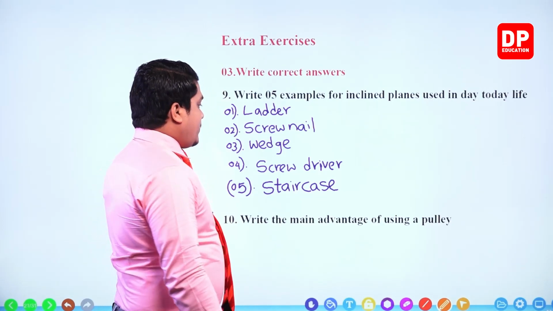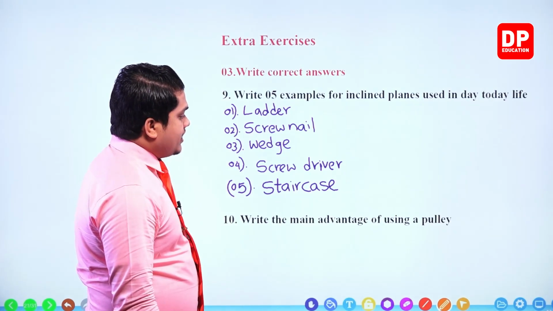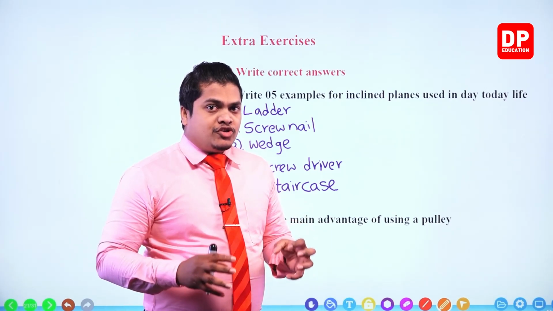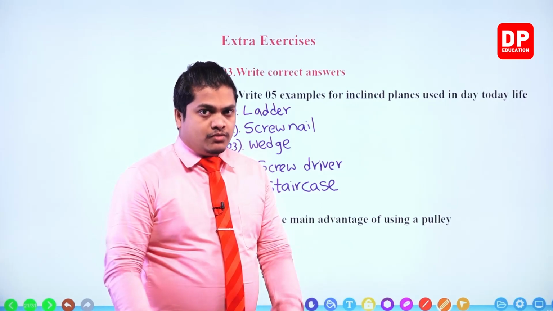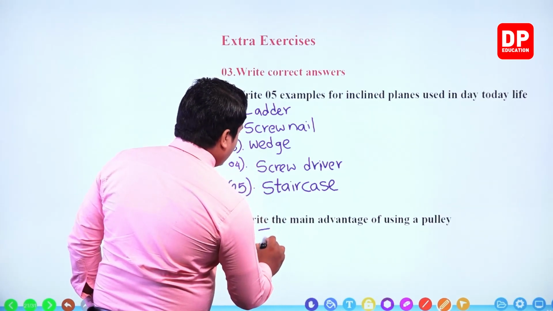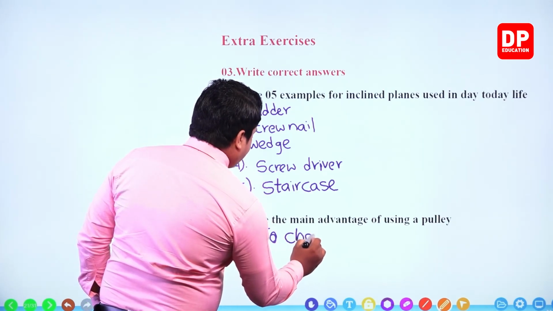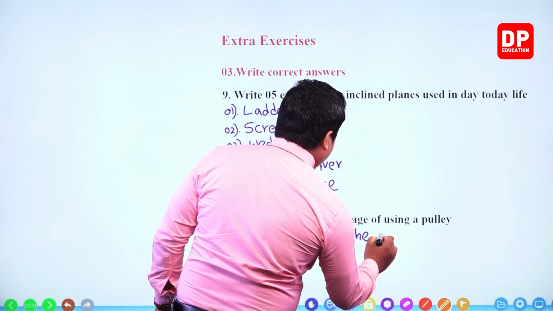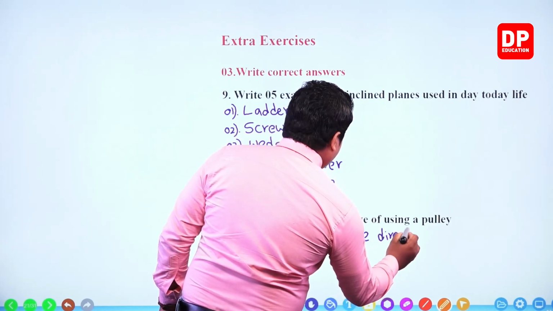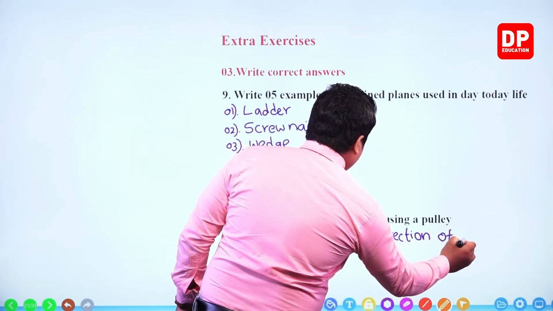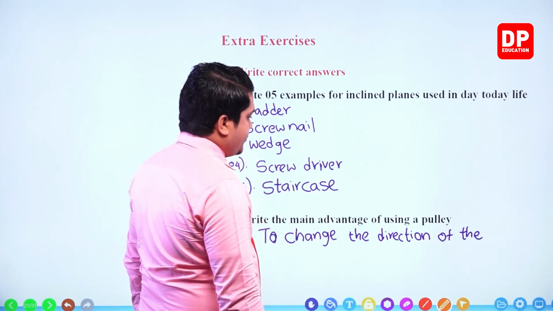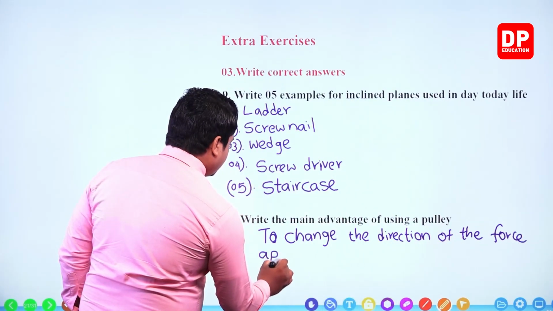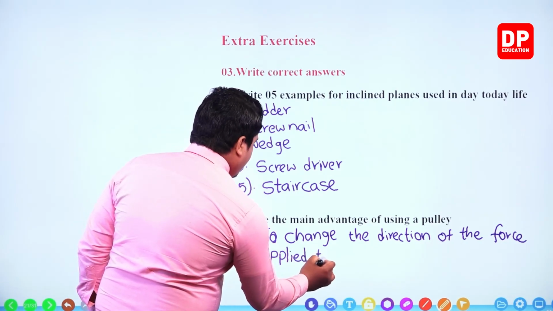Okay, right. Then the next one, write the main advantage of using a pulley. The main advantage of using a pulley is it is utilized to change the direction of the effort provided to the machine. So to change the direction of the force applied to make work easy.